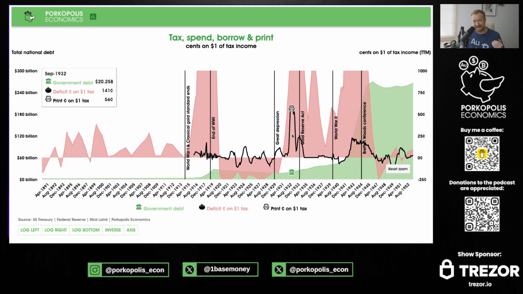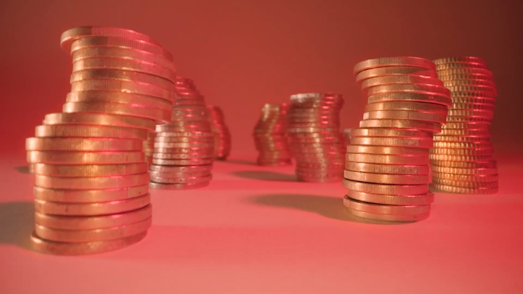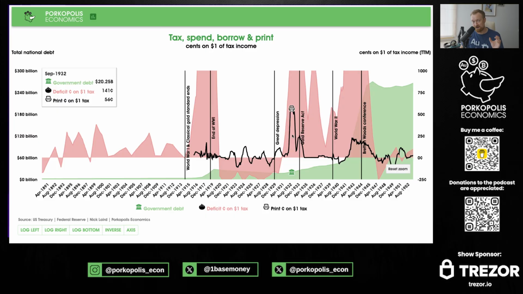For every dollar in taxes, they had a deficit of $1.40. That means they spent $2.40, right? Because they spent the dollar they took in taxes, they spent an additional $1.40. So the total spending, $2.41. The deficit, $1.41. So this is where you can see the cents on the dollar component really drills down on things. Hopefully, we can see it in a simpler fashion.